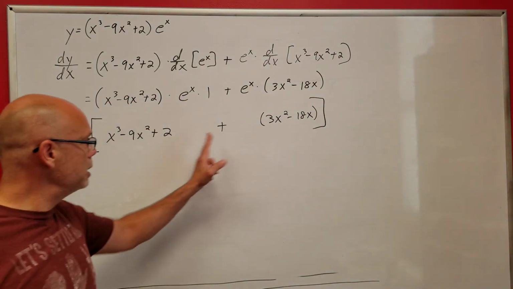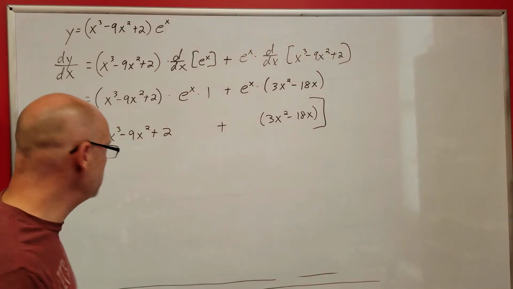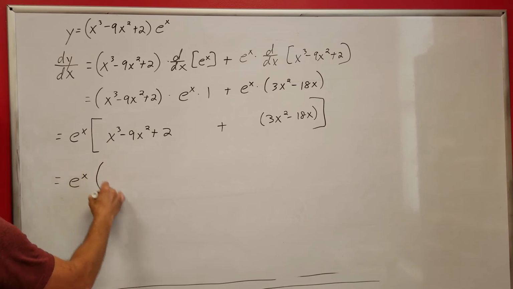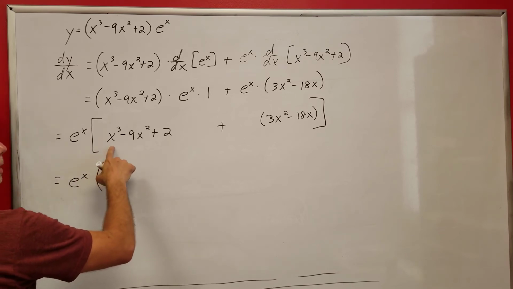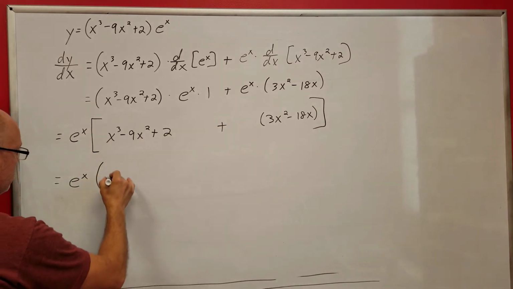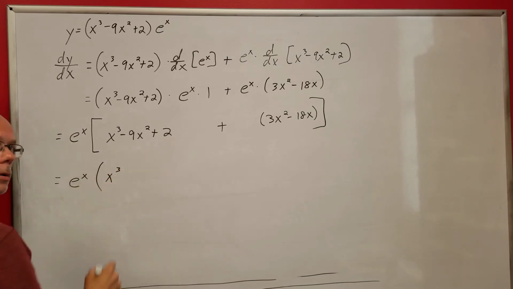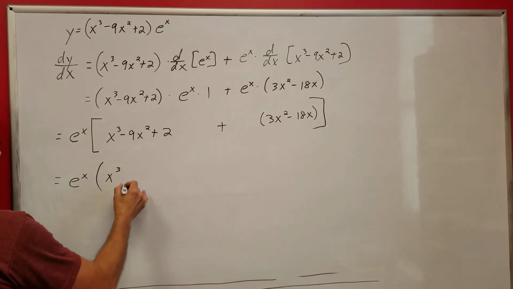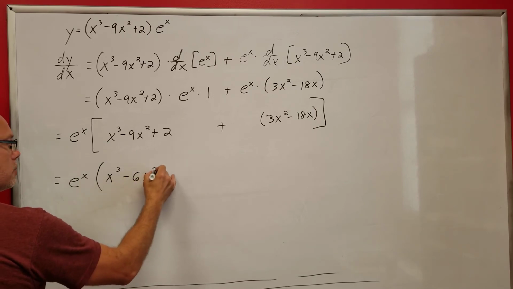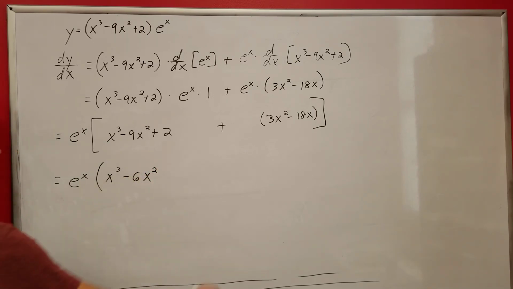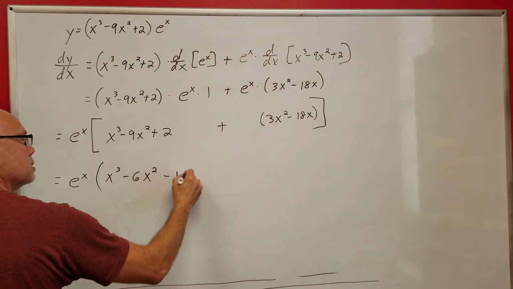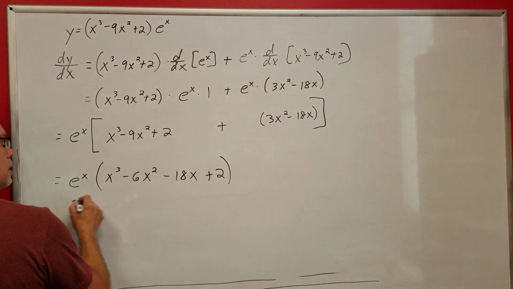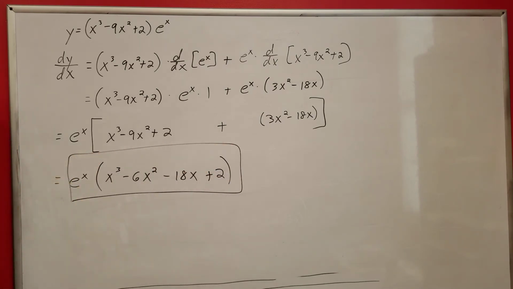Now, let's add these two right here. We have an addition sign between them. So e to the x comes down on the outside. Now what's x cubed plus no x cubed there? Just x cubed. What's negative 9x squared plus 3x squared? Negative 6x squared, minus 18x, plus 2. There's my derivative.